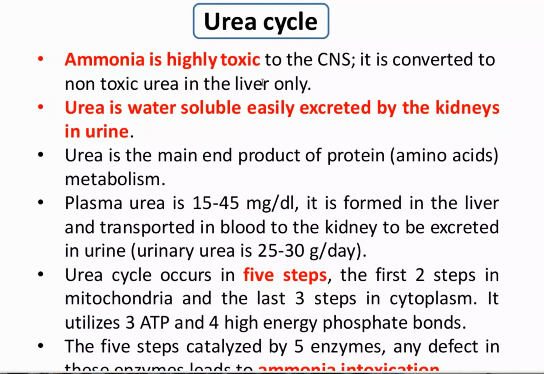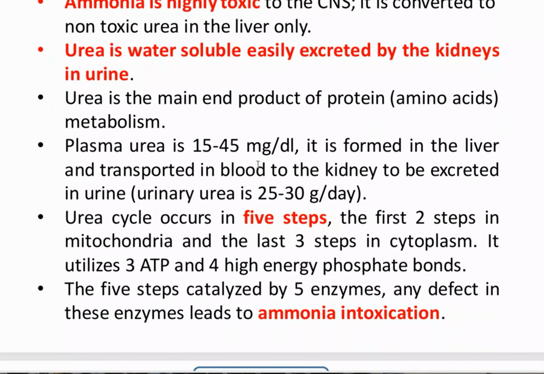Actually, ammonia is highly toxic to the central nervous system and it is converted to non-toxic urea in the liver only. Urea is water soluble, easily excreted by the kidney in the urine, and urea is the main end product of protein, that is amino acid, metabolism. Plasma urea is 15 to 45 milligram per deciliter, and it is formed in the liver and transported in the blood to the kidney to be excreted in the urine. Urinary urea is 25 to 30 gram per day.